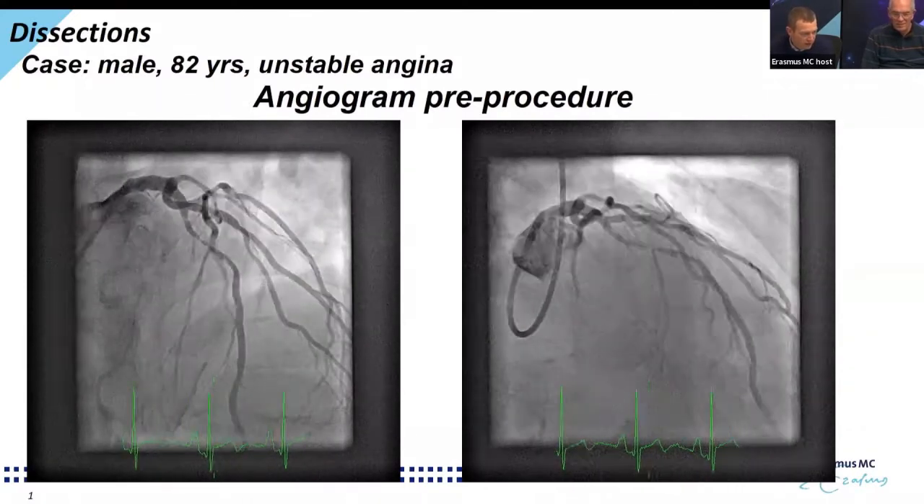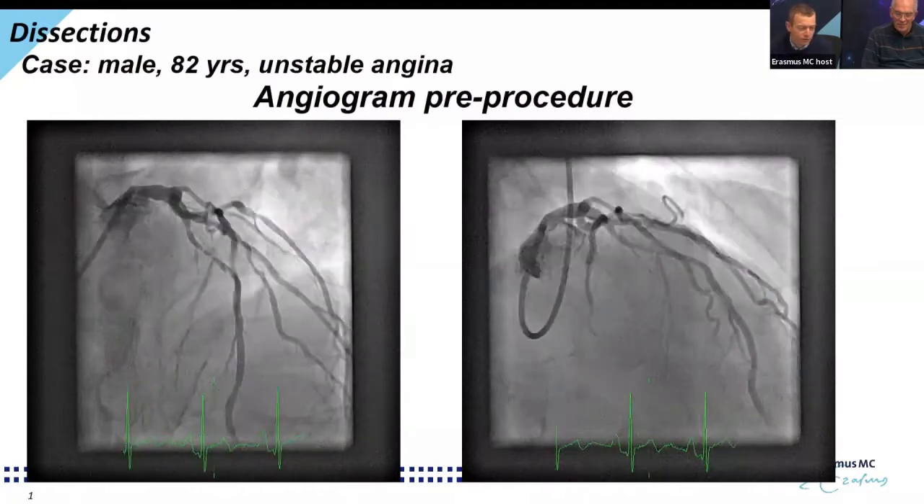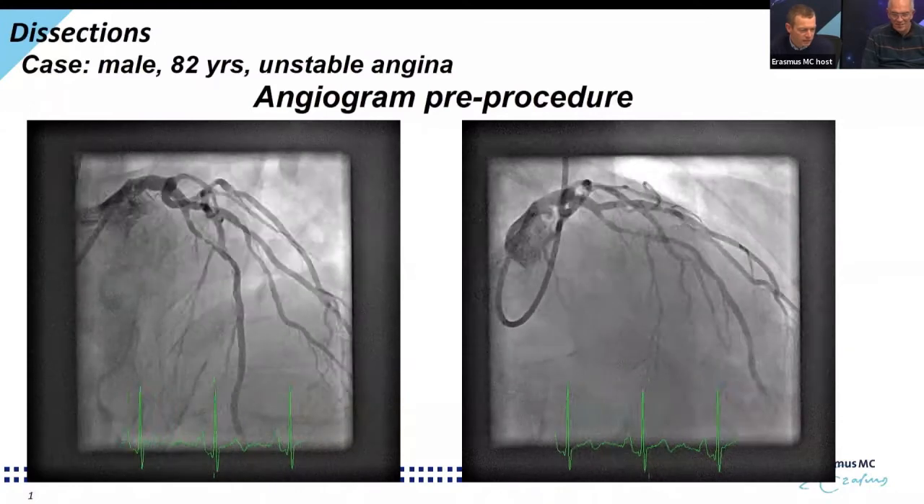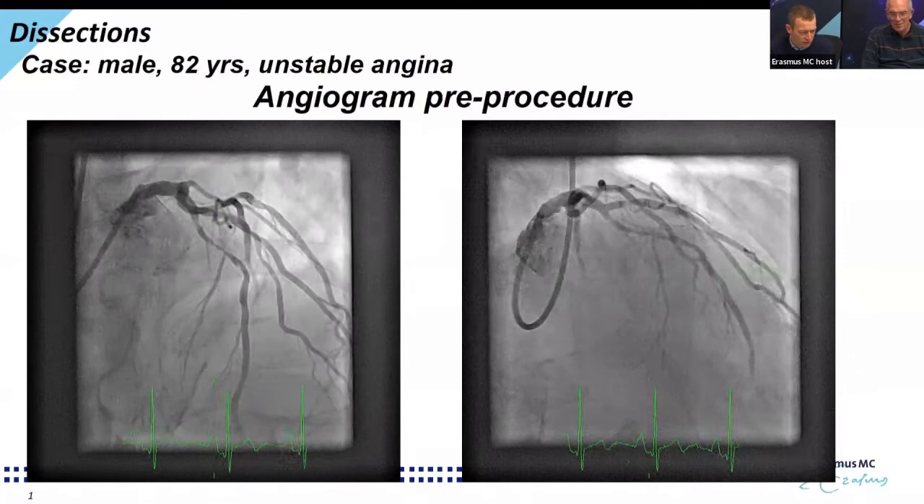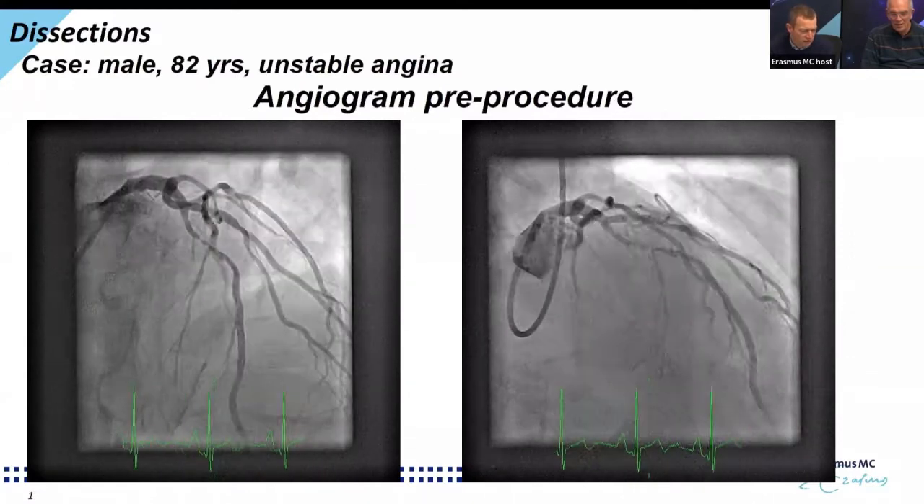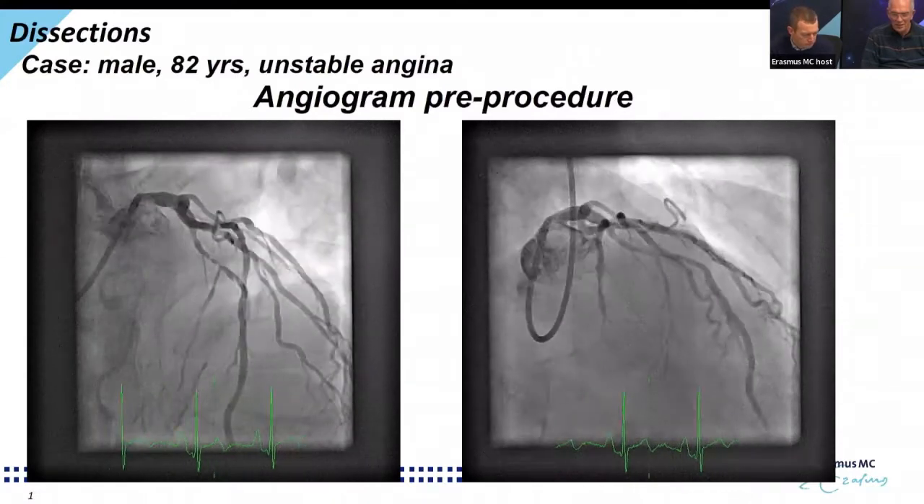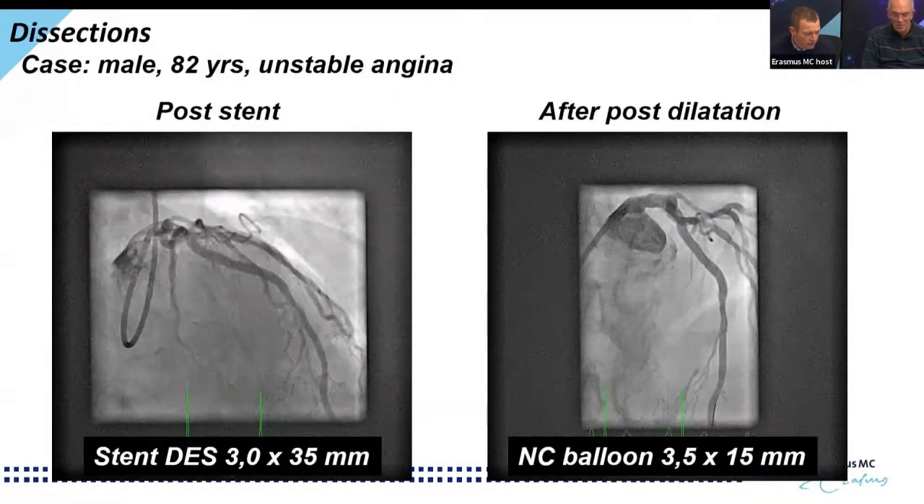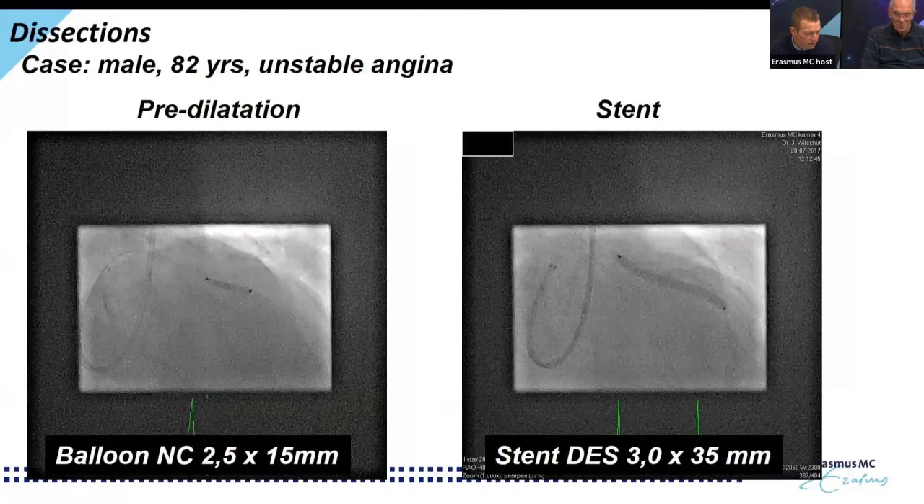So this is a case of an 82-year-old gentleman who presented with unstable angina and a long lesion in the mid-LAD. You can see a very tight lesion proximally, just after the first diagonal branch, with some disease extending also more distally. In this case, we continued with some pre-dilatation and the implantation of a long Trio 35mm drug-eluting stent.